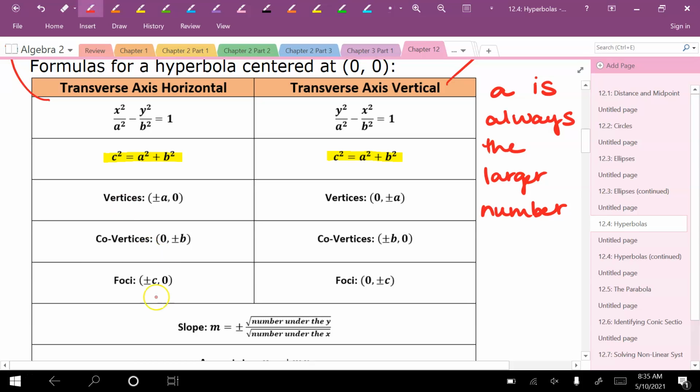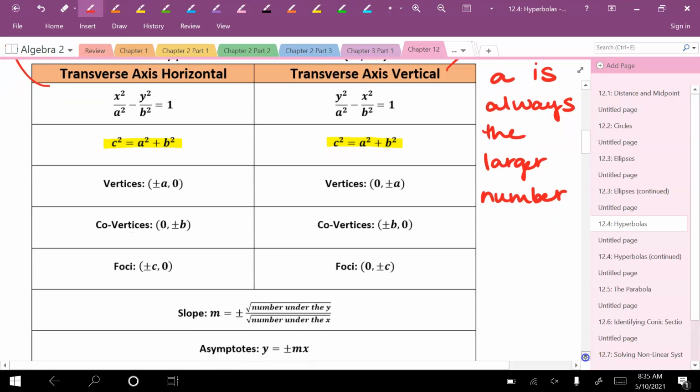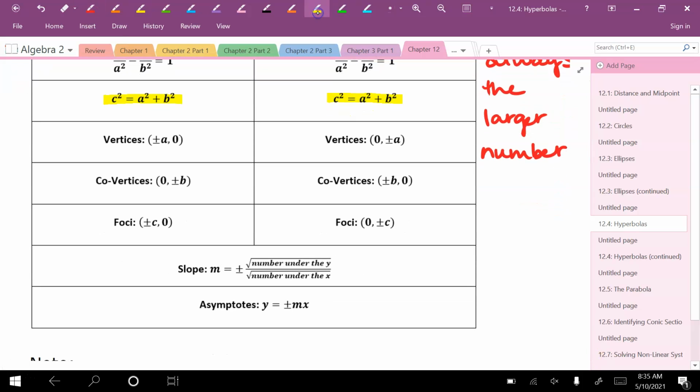Vertices, co-vertices, and like I said, the foci are all pretty much the same as they were for ellipses that are centered at the origin. One extra thing that we have is the slope, and I'll show you guys what this means a little bit when we get into some examples. But your equation to find slope would be the number under the y, you put that in the square root, and that's over the number underneath the x. So again, you'll have to look at your equation, and you'll have to find your x squared and your y squared terms, and you'll just take the number that's underneath it and put it in there.